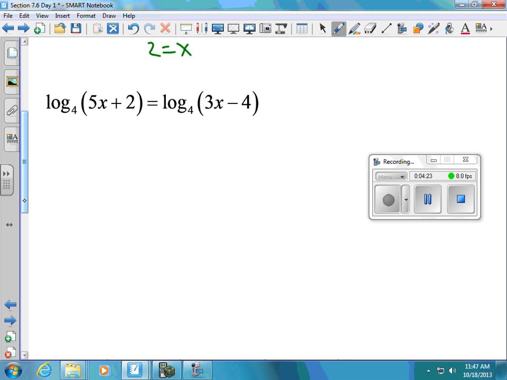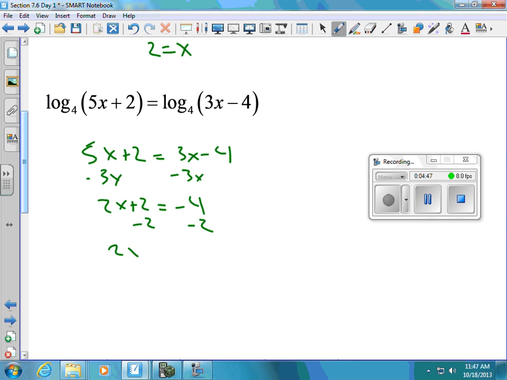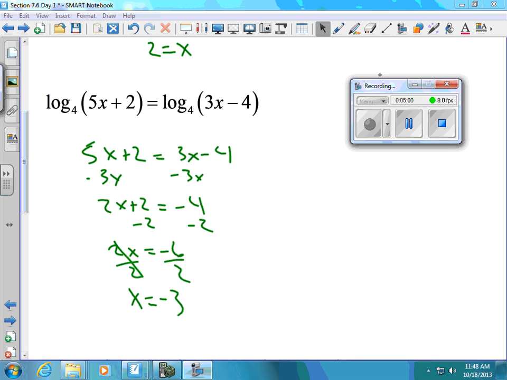Let's look at log base 4 of 5x plus 2 and log base 4 of 3x minus 4. They have the same log bases. So 5x plus 2 equals 3x minus 4. So we subtract 3x from both sides. 2x plus 2 equals negative 4. We subtract 2. We get 2x equals negative 6. Divide by 2. We get x equals negative 3. So it appears negative 3 is the answer, right? Well, like I said, we should check it every time just to make sure.